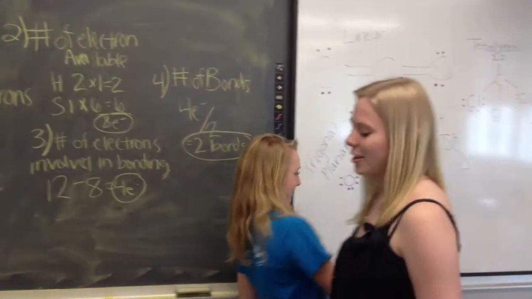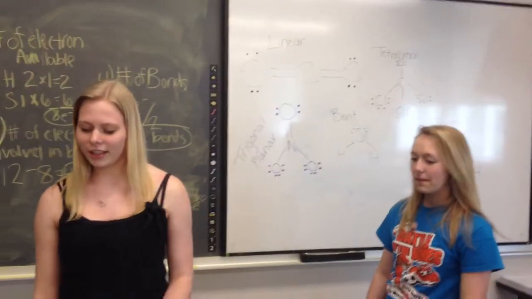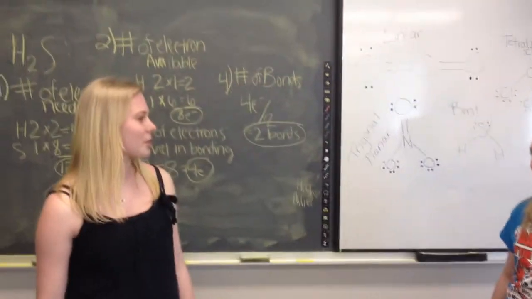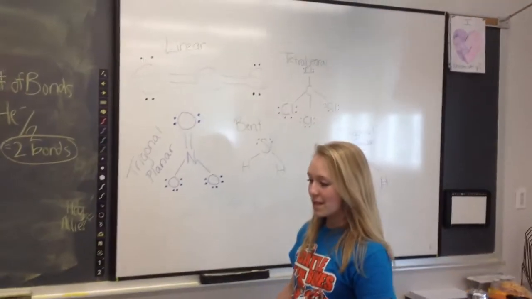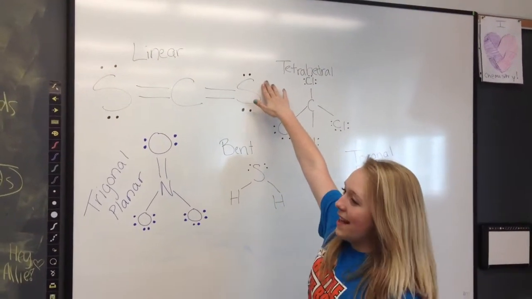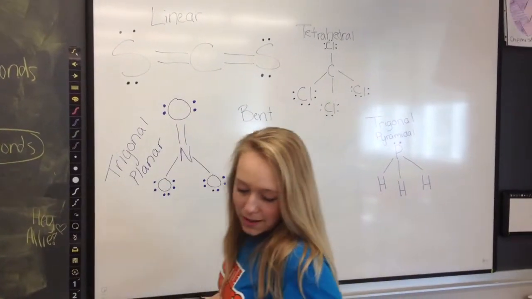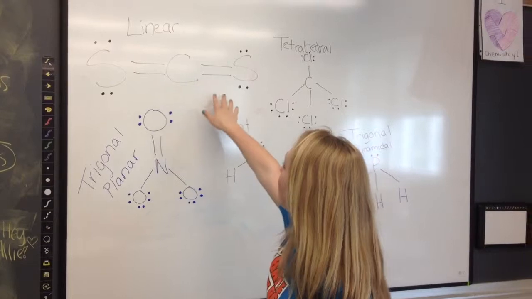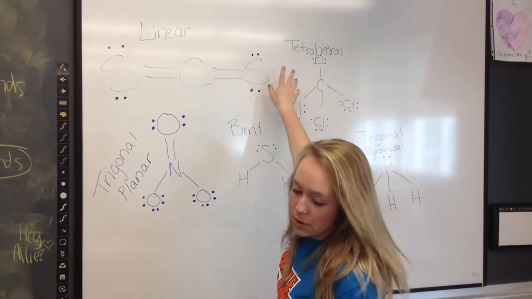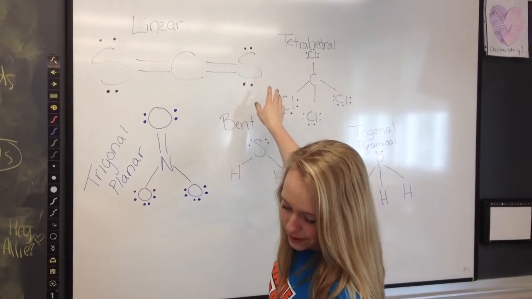So after you find the number of bonds in the equation, you want to make the correct Lewis structure. And then, what molecular shape would it be? This is linear. It has 2 shared pairs and 0 unshared pairs.